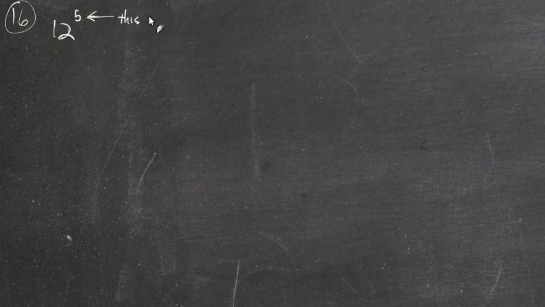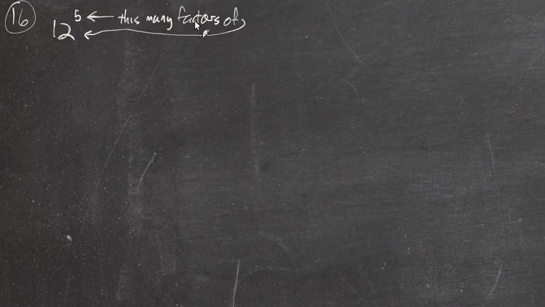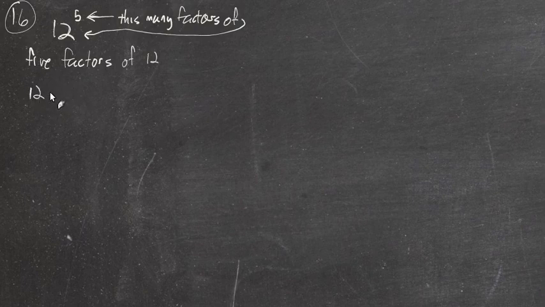And this just means this many factors. What are the factors? The factors are 12. So this many factors of 12, 5 factors of 12. And that's what they're asking us to do: write it in words. So in words, this means 5 factors of 12. What would that look like if we use mathematical symbols? It'd be 12. Usually, nowadays, we'll use a dot to represent multiplication.